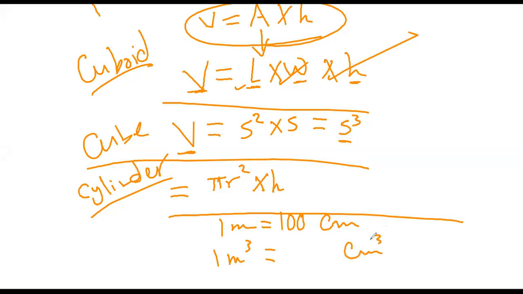We will make 100 power 3. It will be 100 cubed, means 1 million. 100 multiply 100 multiply 100. You have 6 zeros, so it will be 1 million, or 10 power 6. So 1 meter cubed equals 1 million centimeter cubed. Do you have any problem, my sons? No. It's clear.